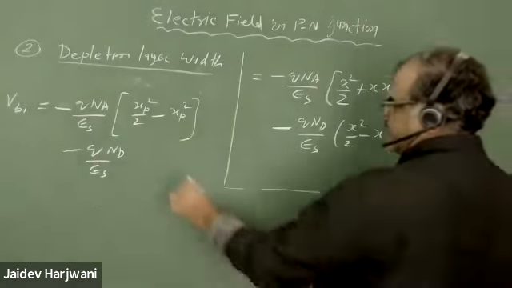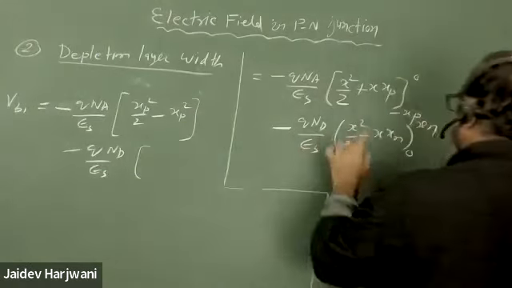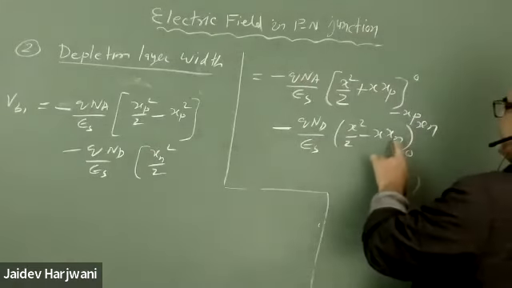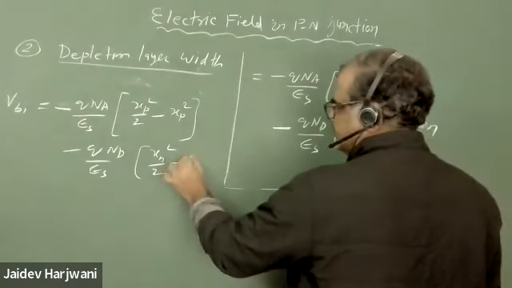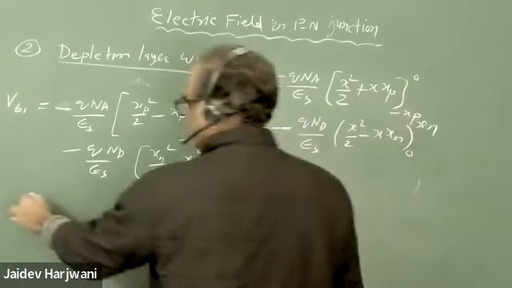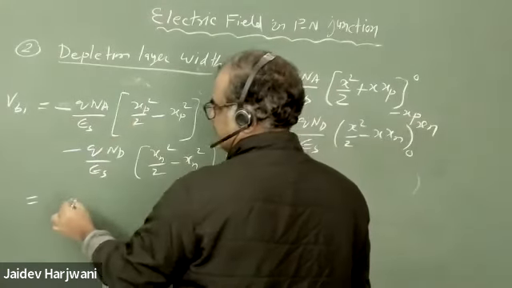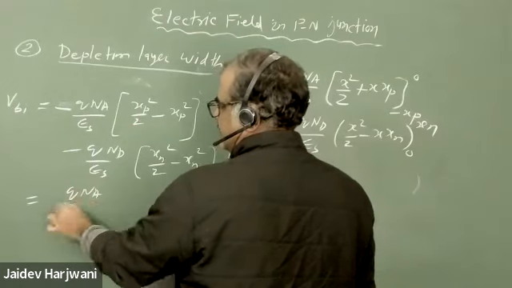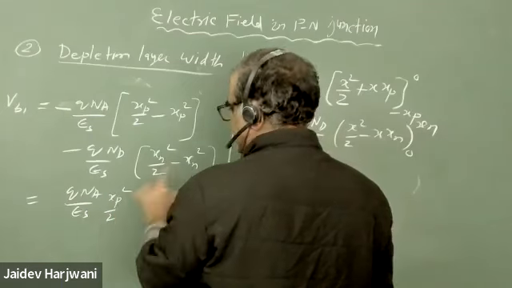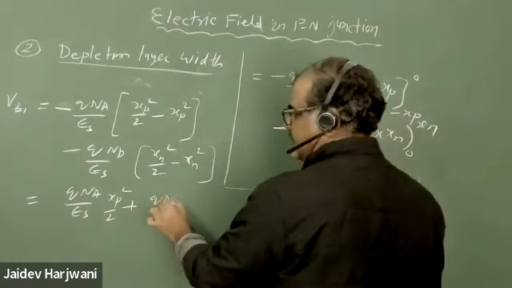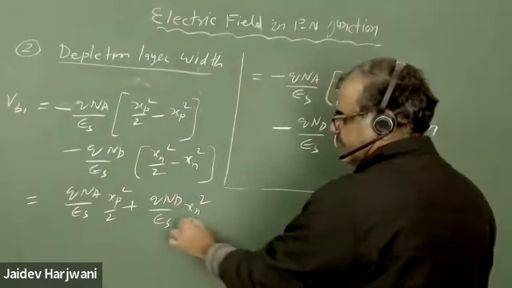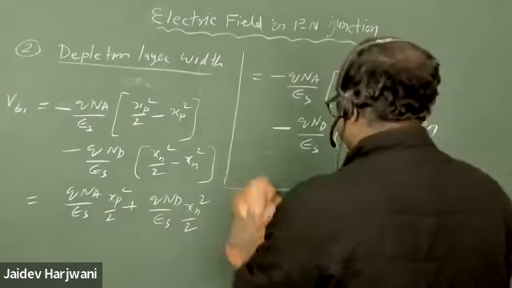Okay, if I put this one, this becomes xn square by 2, and I put xn here, so then it becomes minus xn square. If you put 0, then it becomes 0. So this will give me now minus xp square, this will be plus q na, this becomes x square by 2. Similarly, this becomes also plus q nd, xn square by 2. This is the correct expression.